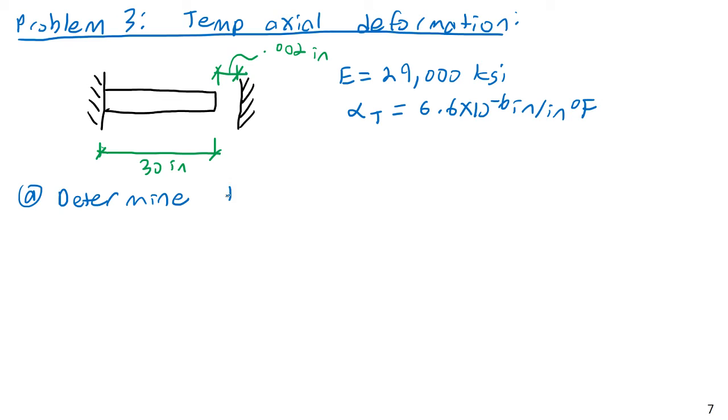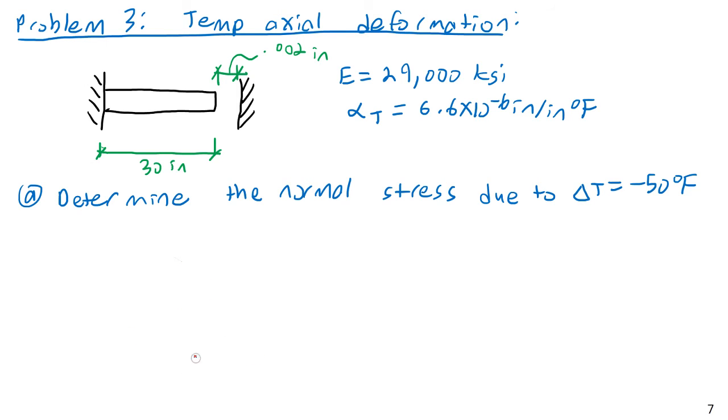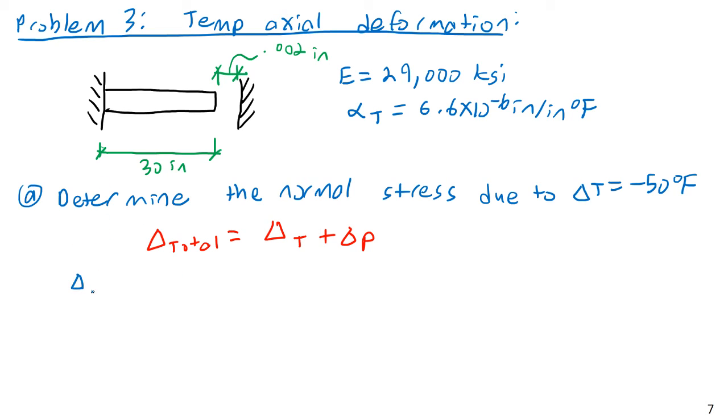The normal stress due to delta T equal to negative 50 degrees Fahrenheit. Okay, so let's see here. I'm going to go back to the formula that we saw previously. Delta total is equal to delta T plus delta P. However, let's see if we're going to have a problem with this. You might be able to see where this is going already, and if so, that's good.